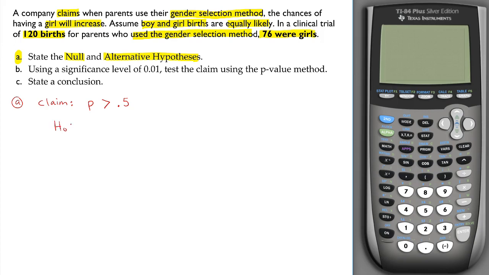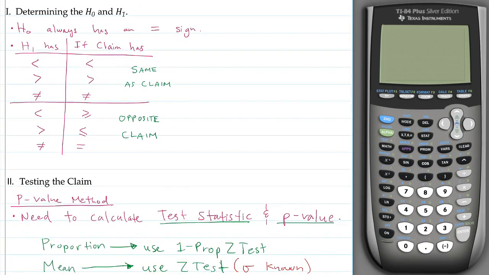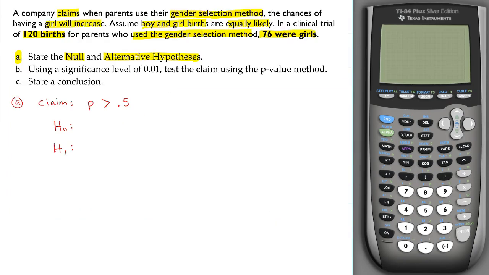Once you have the claim, you can then determine the null and the alternative. In my class notes, it's detailed what the null is and the alternative is, but I'll give you the simple way to figure it out in this video. The null always has an equal sign. Again, there's a long or detailed explanation for that. Please refer to the notes for that explanation. So p is equal to 0.5.